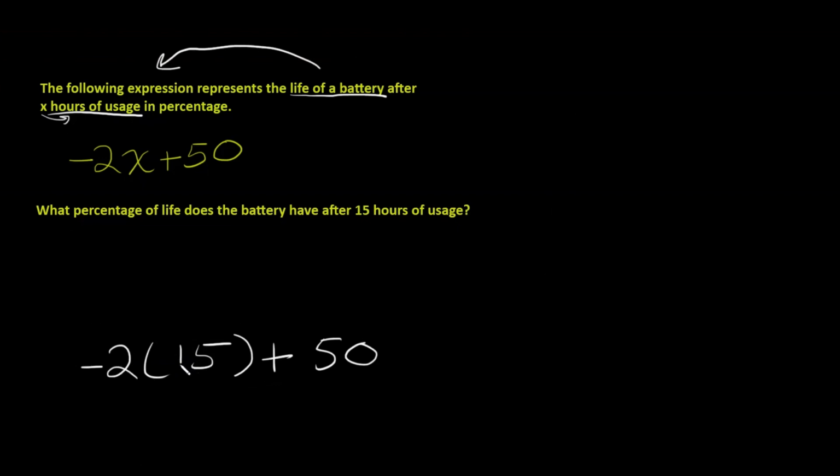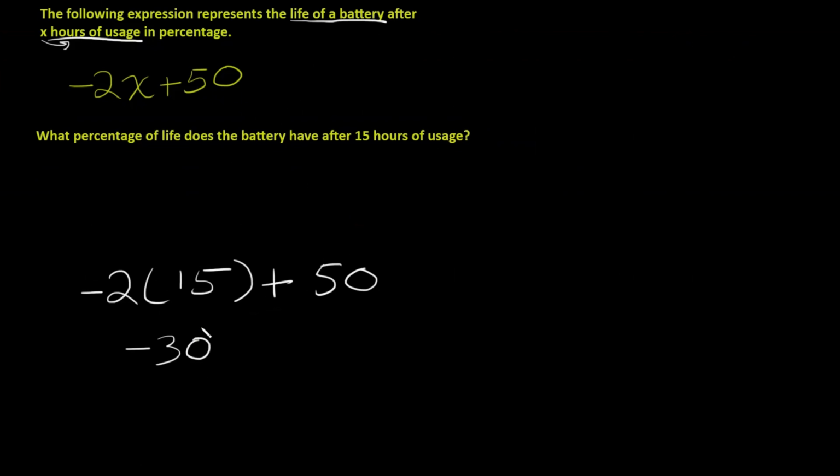So 2 times 15 will be 30, but since there's a negative being multiplied by a positive, this is going to be a negative. So this will be -30. I'll scroll down a little bit. -30 plus 50. And the commutative property of addition tells us that we can switch this order here. So this will be 50.